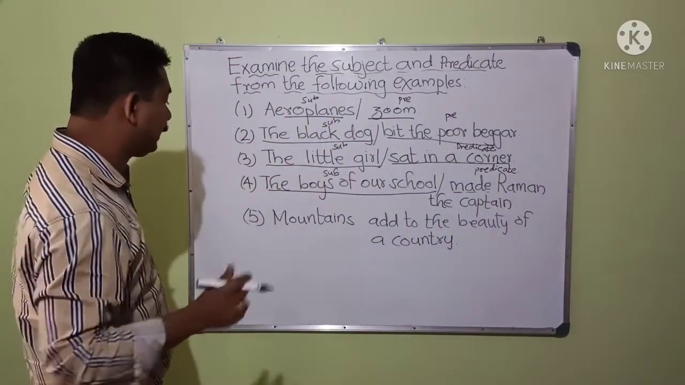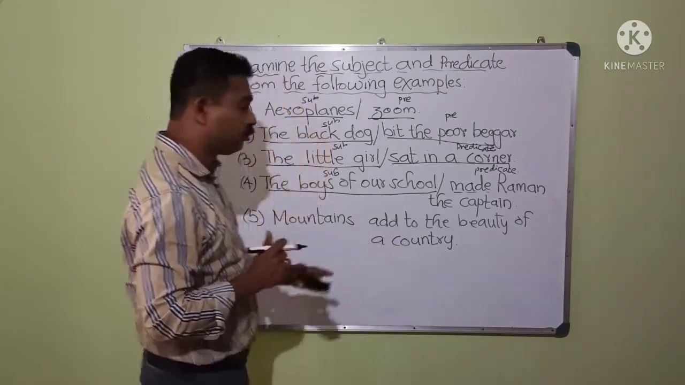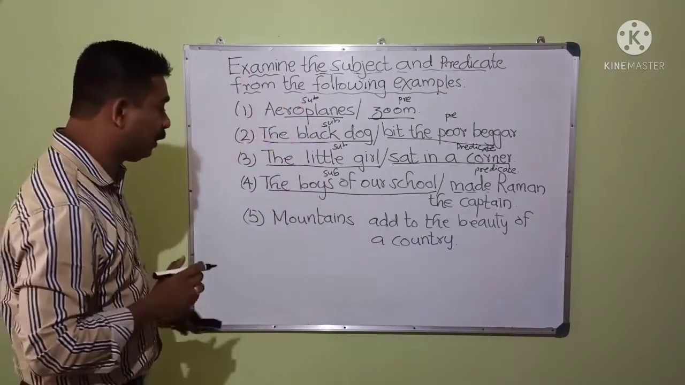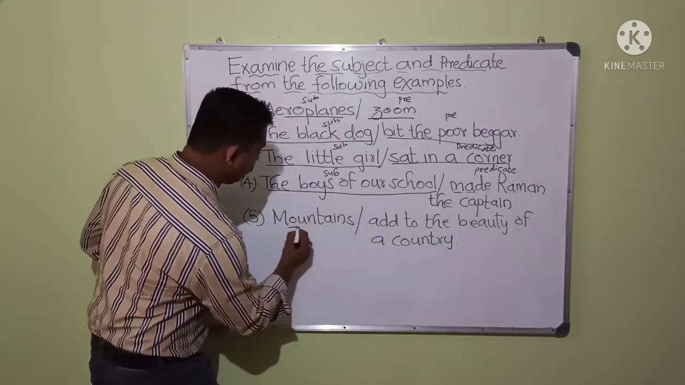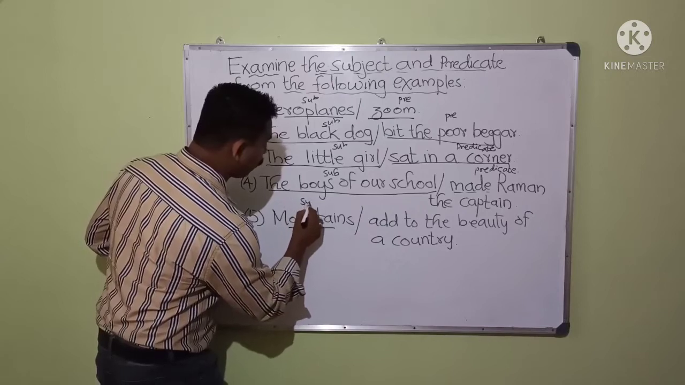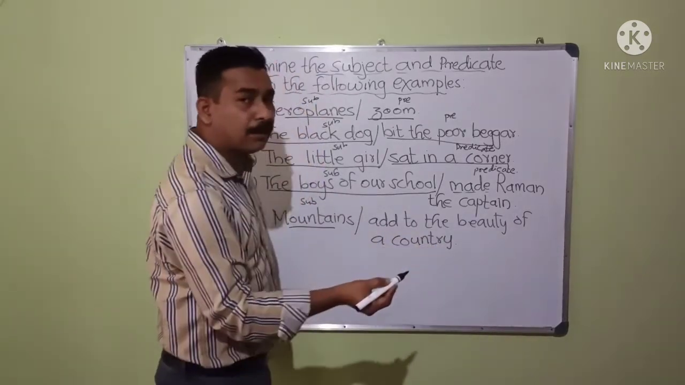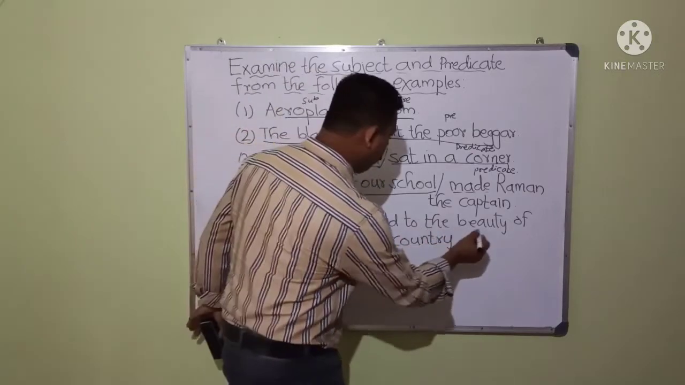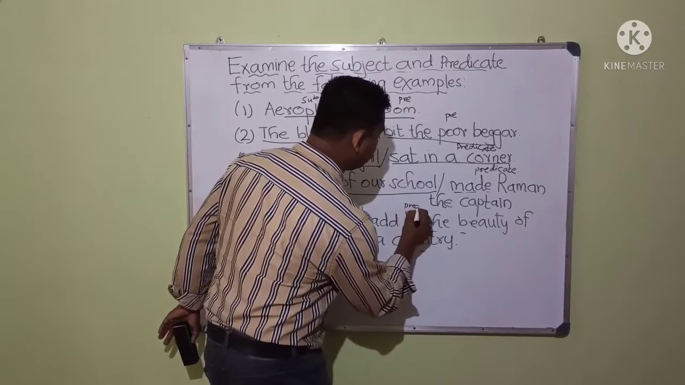In the fifth example, mountains add to the beauty of a country. That is the fifth example. The sentence says about the mountains. So that is the subject, and the remaining part of that sentence, add to the beauty of the country, is the predicate.